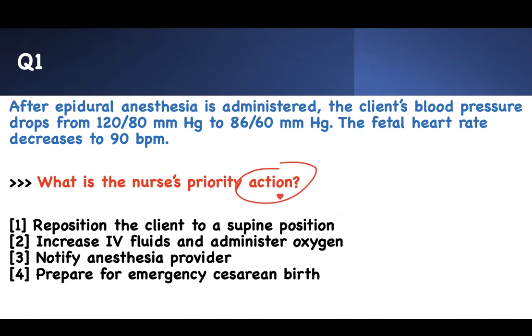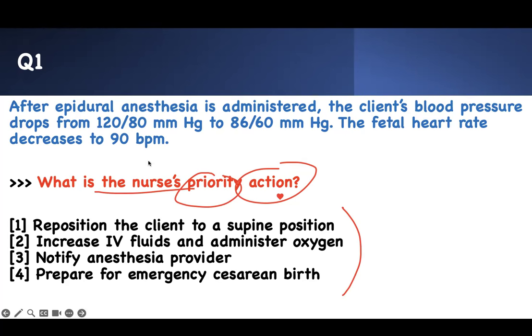This is the way I would do it if I'm taking the NCLEX. First, look at the question being asked. The question being asked is this: next priority action. That means any of these can be right, but you have to pick the one that will lead to prioritization of the patient. That's the next thing.